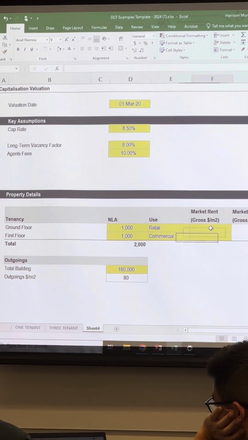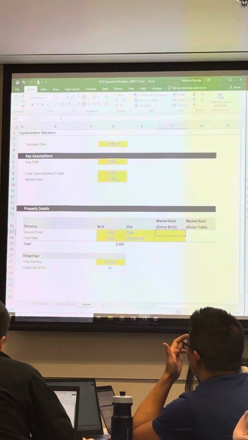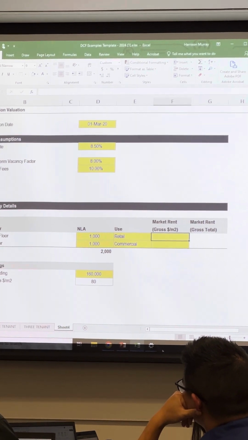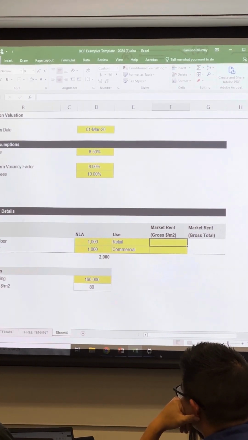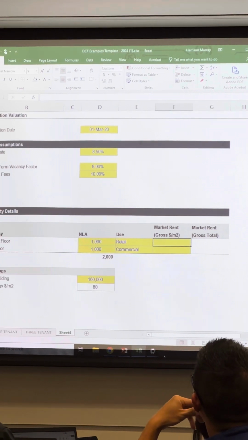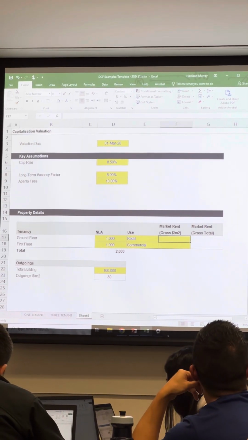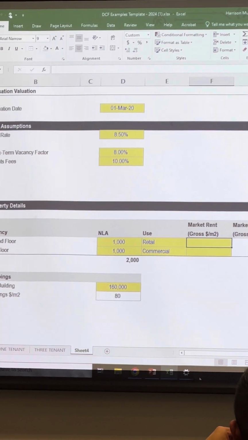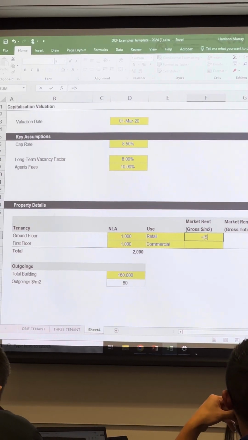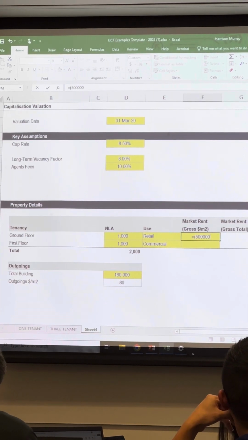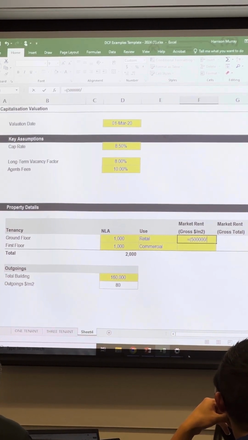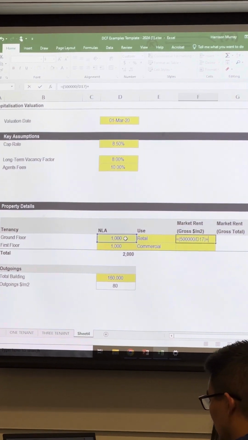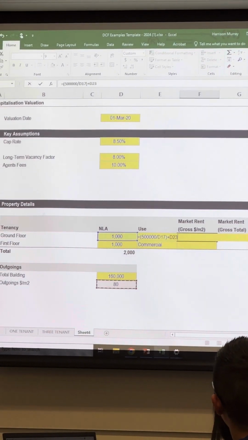So then, what would be the market rent gross for the ground floor? 1,000 times 8. Gross market rent is a gross figure. What does it equal? Yep, so it's the 500,000 base rent divided by the 1,000 square metres, and then plus that $80.